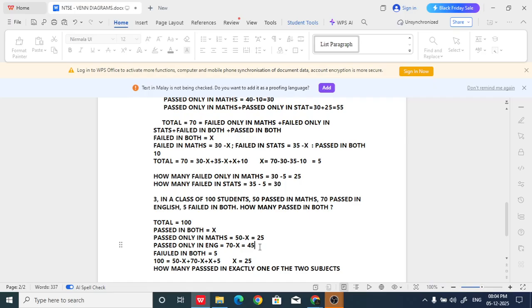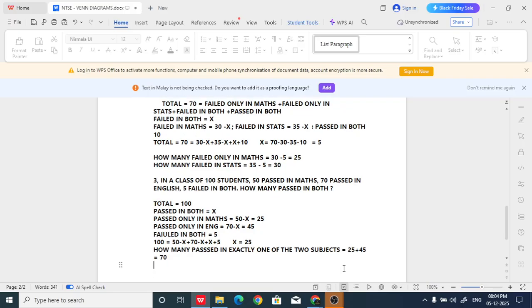So how many passed in exactly one of the two subjects? 25 plus 45, that will be 70. See, if they asked how many passed in at least one of the two subjects, then you have to add to this 70 the people who have passed in both also. How many passed? 95, sir. Yes. How many passed in at least one of the two subjects? 95.